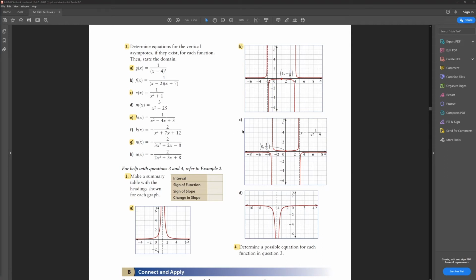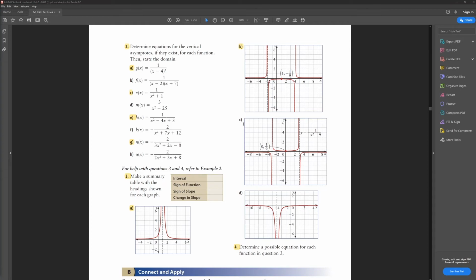Now let's look at question 3. Make a summary table with the headings shown for each graph. So we have to state the interval, the sign of the function, the sign of the slope, and the change in slope. This is the exact same thing I showed to you during my presentation. However, the difference here is that we have to include the change in the slope.